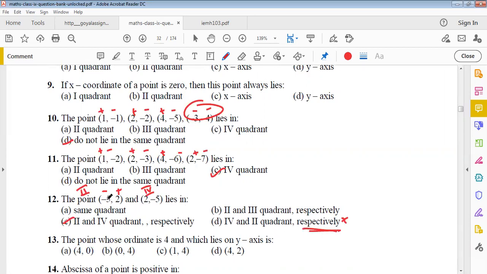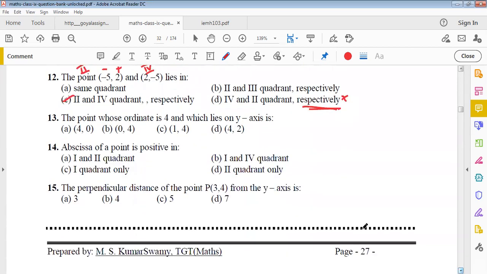You cannot take; you have to take based on the position of that. Next. The point whose ordinate is 4 and which lies on the y-axis. When it lies on the y-axis, the x value will be 0, so it is (0, 4). Abscissa, which quadrants will be positive? It means x is positive. When you see, on your right side, x will be positive. So it will be the first quadrant and fourth quadrant only.